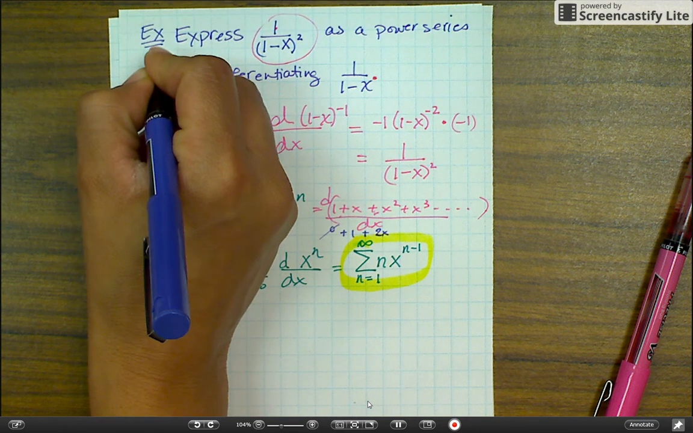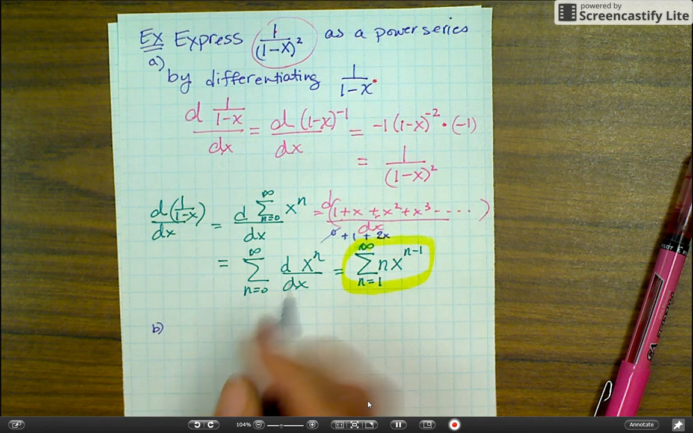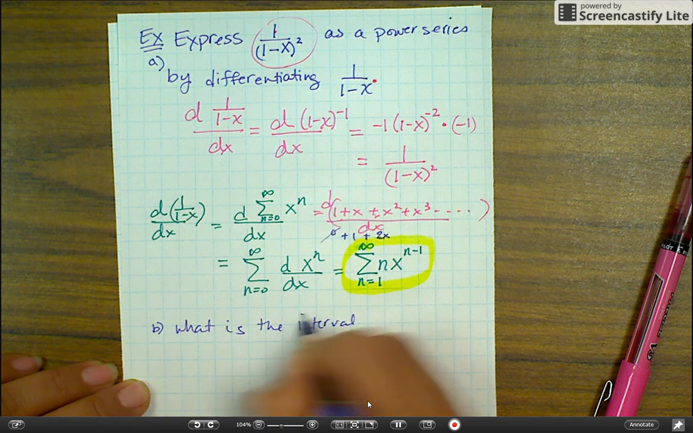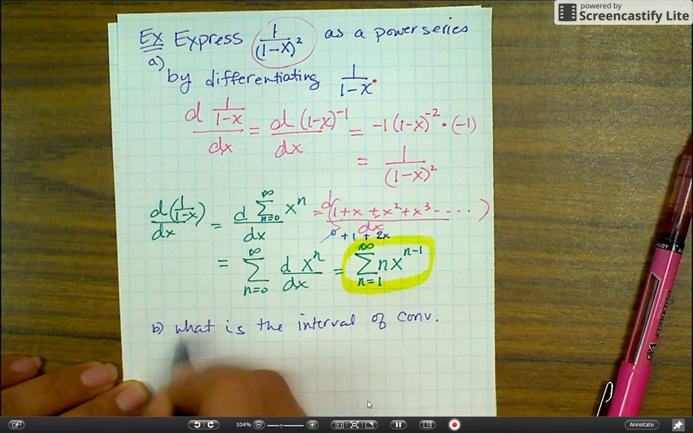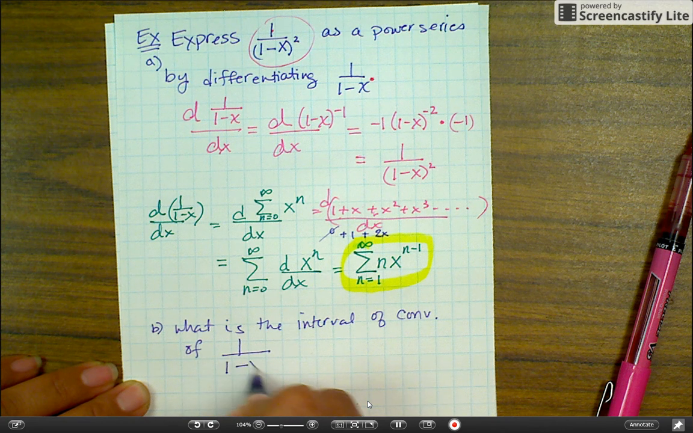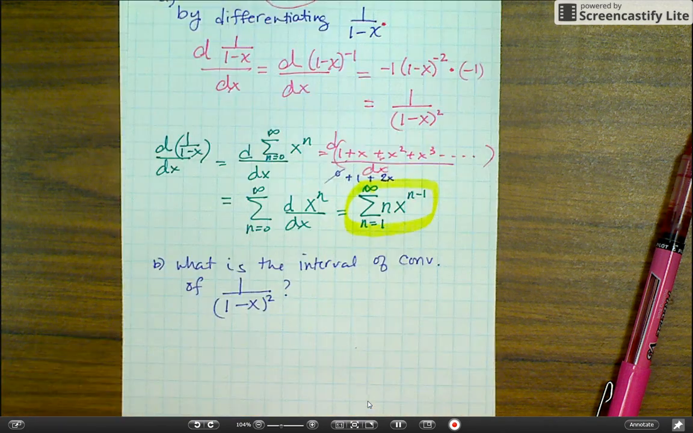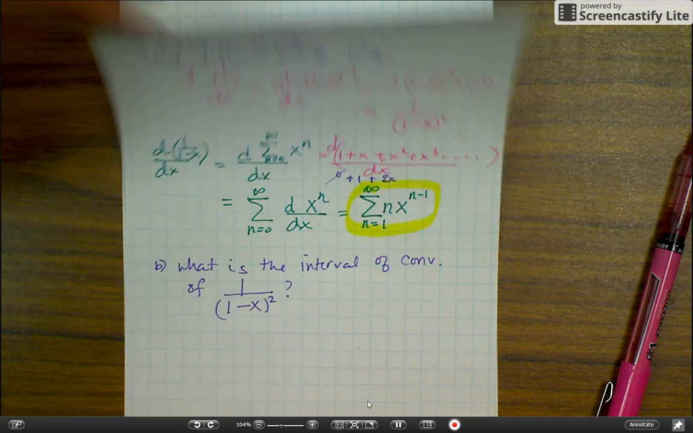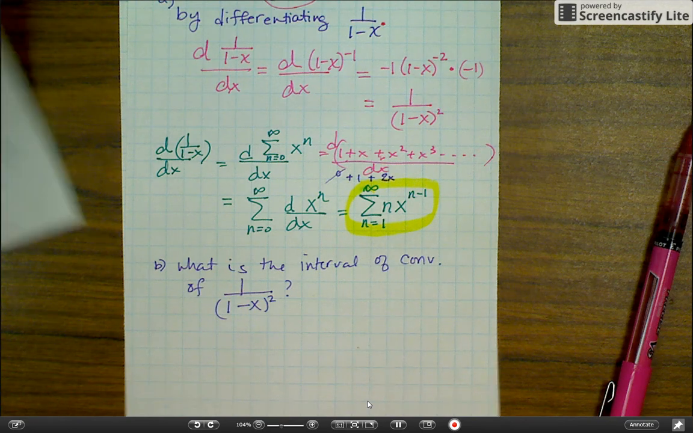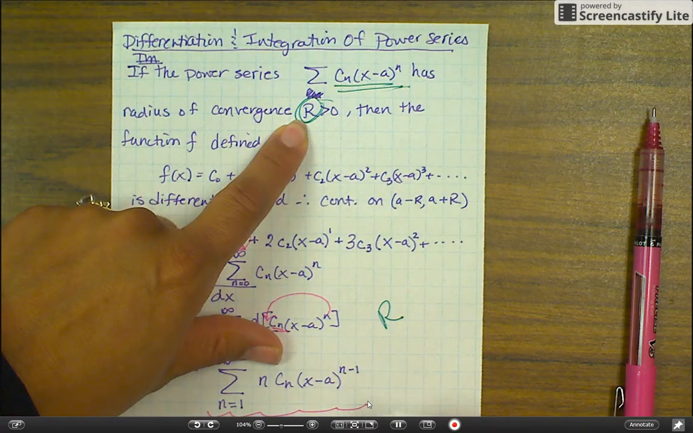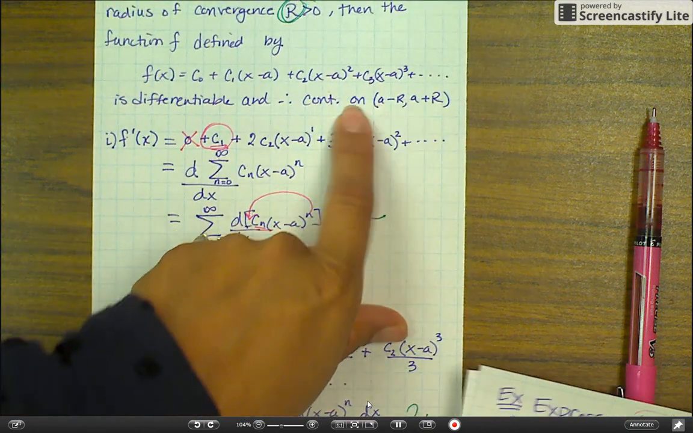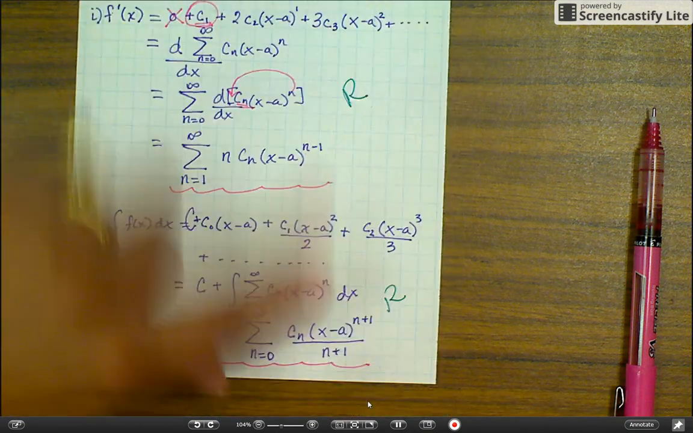Okay, so we will call this part A. Part B is going to be, what is the interval of convergence of 1 over 1 minus x being squared, question mark. Well, we'll go, oh, wait a second, I have a theorem for that. Where's my theorem? It's right here. Whatever this radius of convergence is, then its interval of convergence would be this guy, and therefore these ones have the exact same.